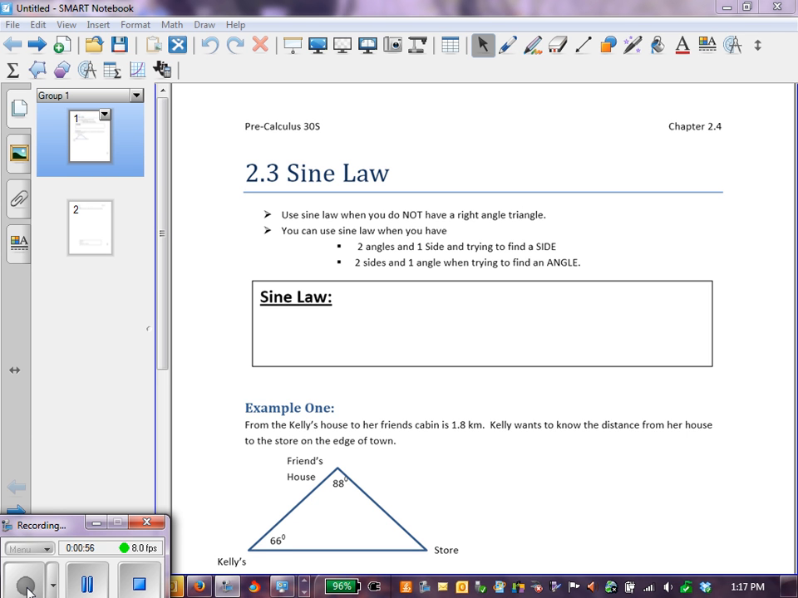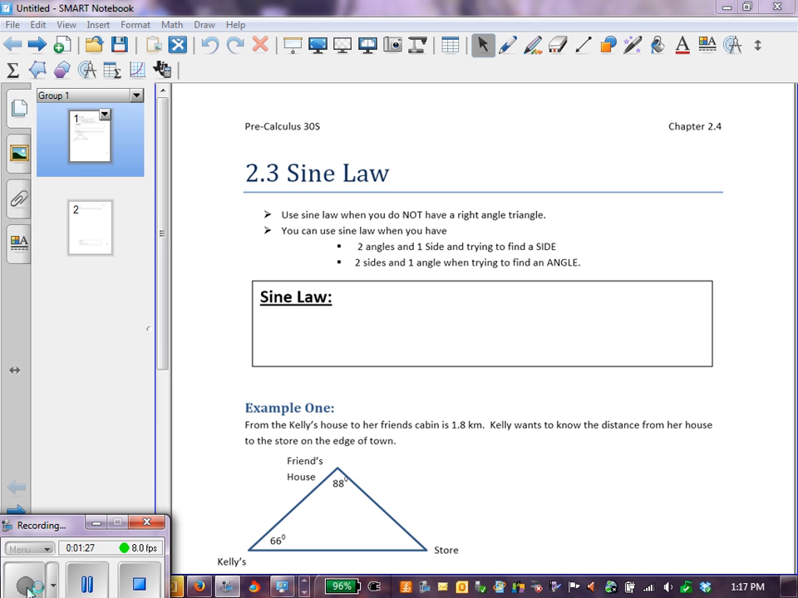Perfect. Oh yeah, use sine law when you do not have a right angle triangle. That's awesome. I wrote that down. You can use sine law for two things. You can have two angles on one side, and you're trying to find another side. You can use sine law when you have two sides and one angle, and you're trying to find that another angle. There's sometimes where it doesn't work, and that's when cosine law comes into place, but you don't know that yet, so don't worry. None of these questions will be like that.